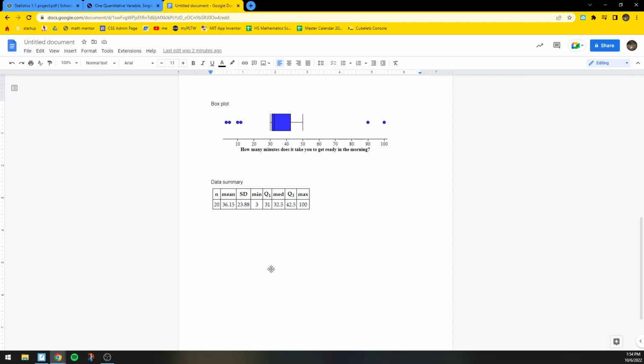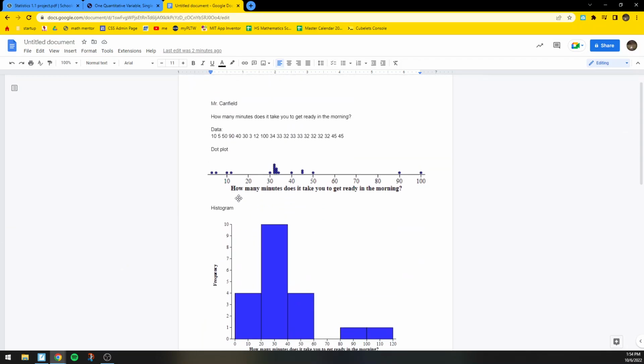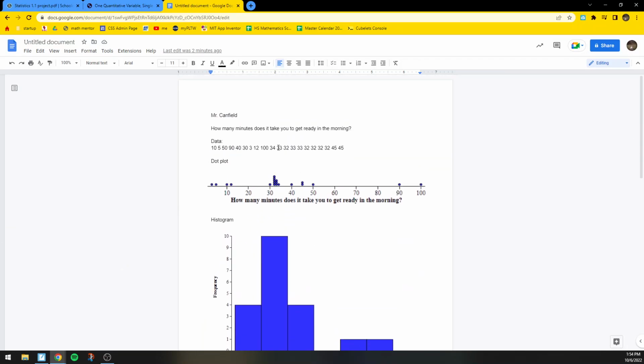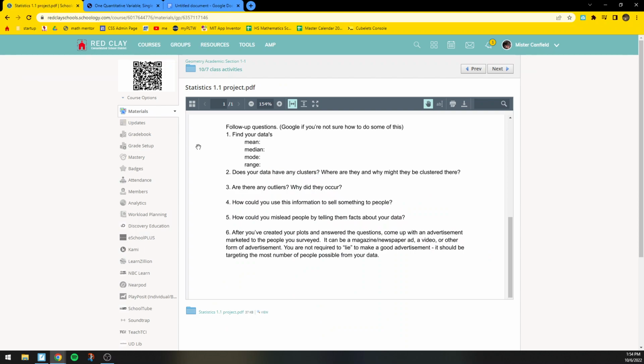So I go in here, which one of these occurred the most? And you just count. So it looks like 32. I have the most 32s. So 32 would be my mode.